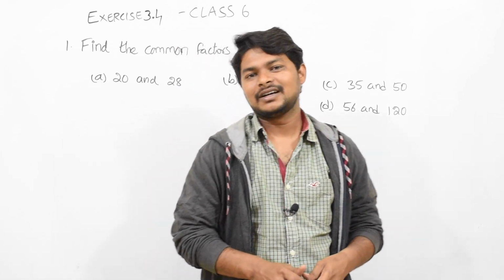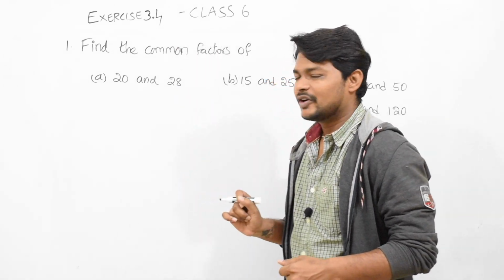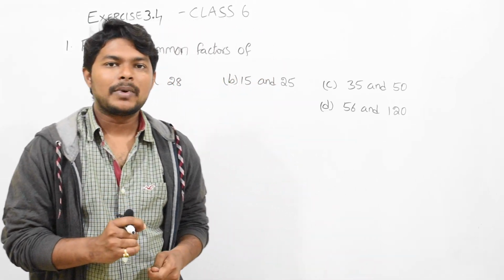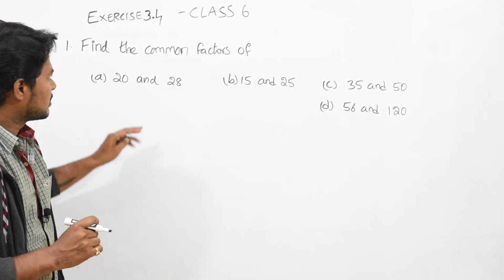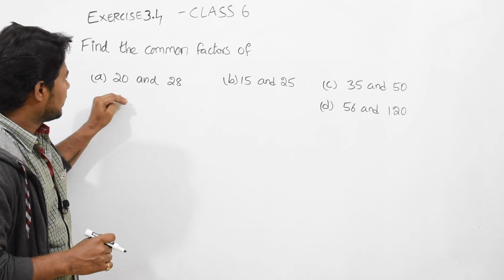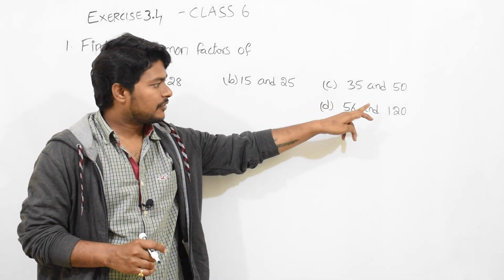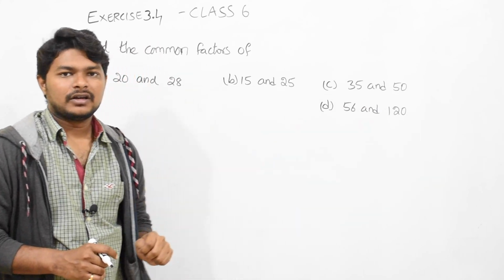We move on to another exercise, 3.4. The first question asked is: find the common factors for the following numbers. Find the common factors of 20 and 28, 50 and 25, 35 and 50, and 56 and 120.